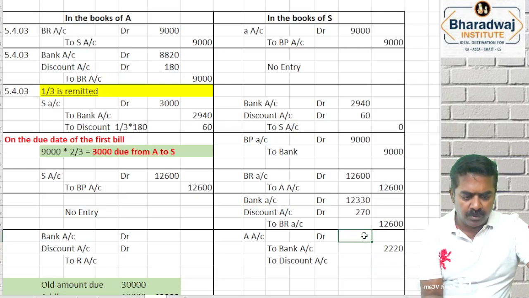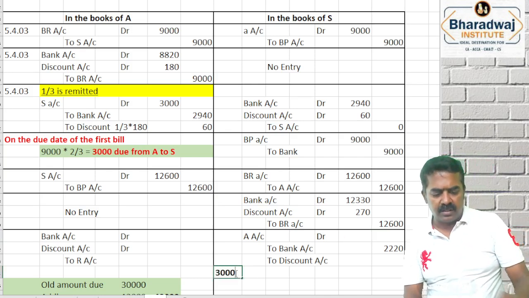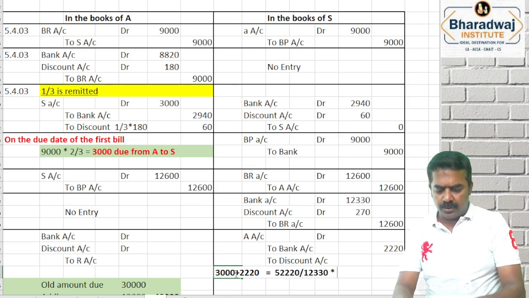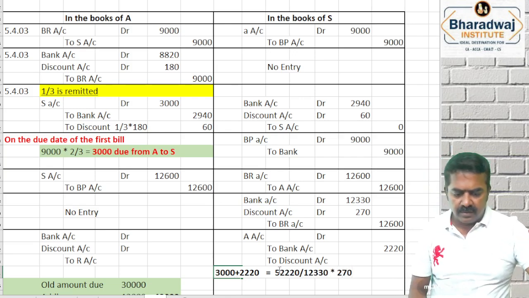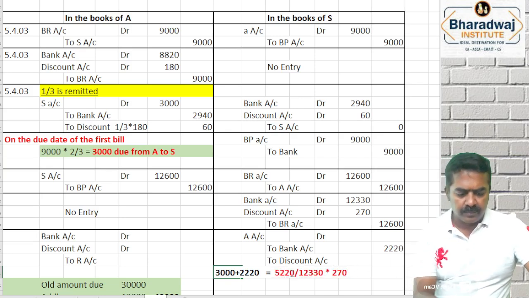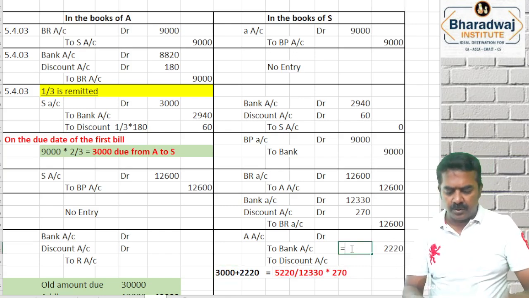இப்போ எவ்வளோ டிஸ்கவுண்ட், எவ்வளோ டோட்டல் அமௌண்ட்ங்கிறது தான் கொஸ்டின். ஆல்ரெடி ஓல்ட் அமௌண்ட் எவ்வளோ? 3,000 plus இப்போ 2,220 அனுப்புறான்னா டோட்டல் எவ்வளோ இருக்கும்? 5,220 out of 12,330 into 270. 5,220 total amount due out of 12,330 na 270 ku discount proportion எவ்வளோ?